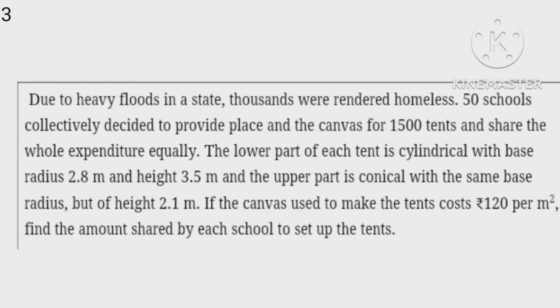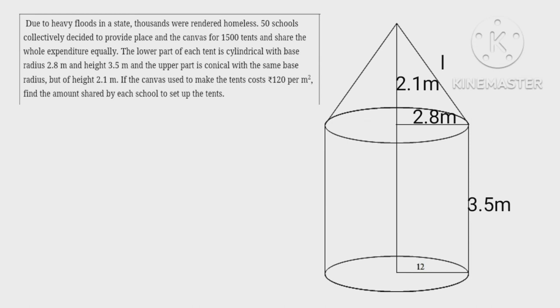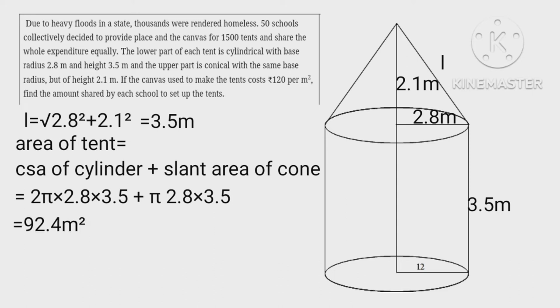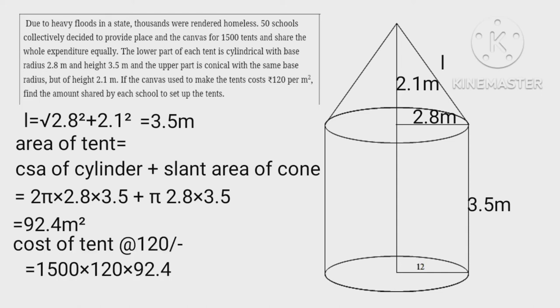Read the question carefully first. Slant height l is given by square root of 2.8 squared plus 2.1 squared, which equals 3.5 meters. Area of tent equals CSA of cylinder plus slant area of cone equals 2 pi into 2.8 into 3.5 plus pi into 2.8 into 3.5 equals 92.4 square meters.